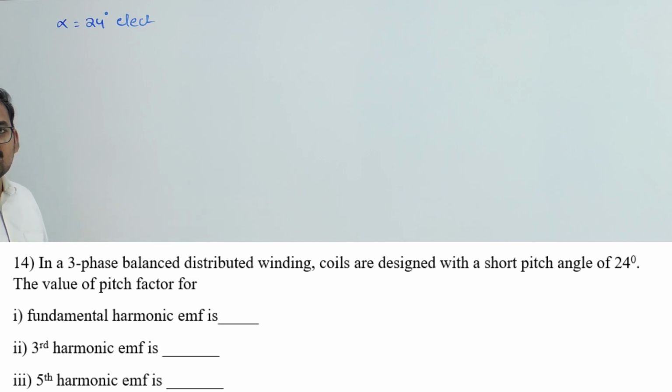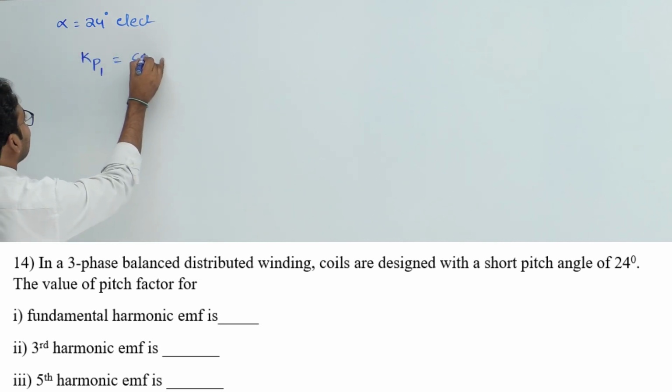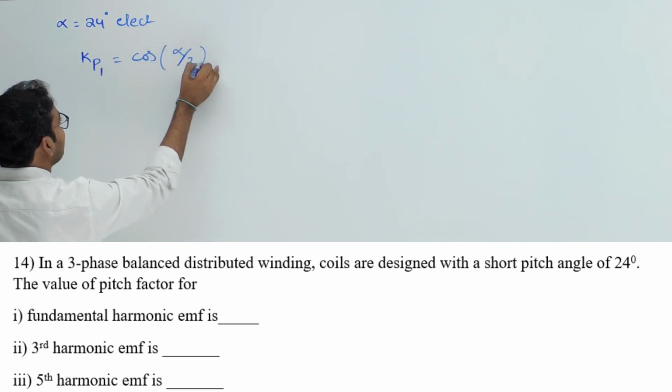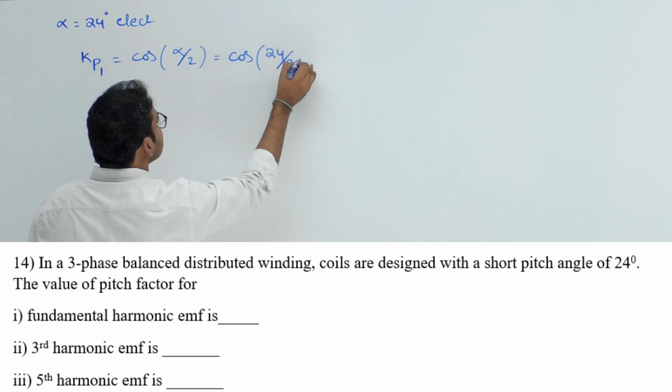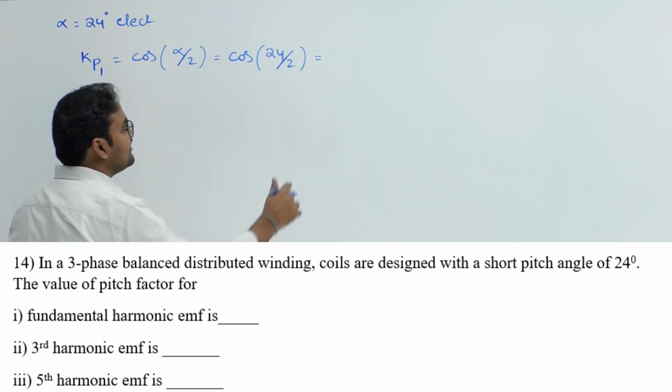Now try to calculate what is the pitch factor for fundamental harmonic. We know the formula for fundamental harmonic, it is just cos alpha by 2. Therefore, it is cos 24 degrees by 2, which is cos 12. Find the answer.